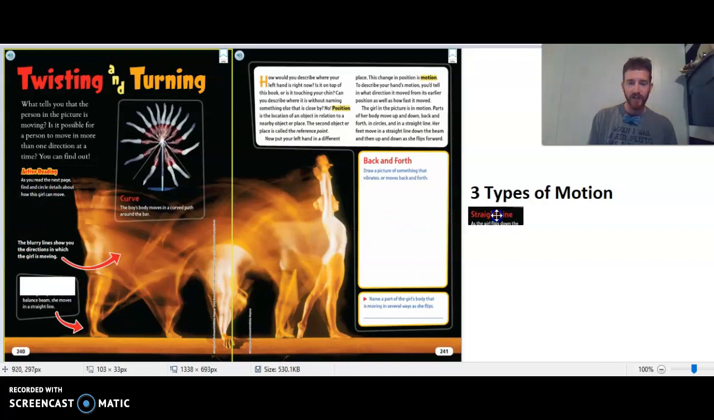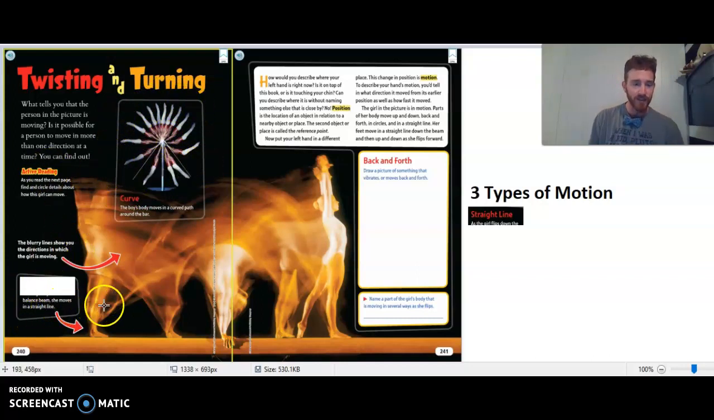So I'm going to move that over here for three types. The most common kind is curved motion. Here it says the boy's body moves in a curved path around the bars. They're using a gymnastics example. Curved means, in this case, circular or just going around, not in a straight line.